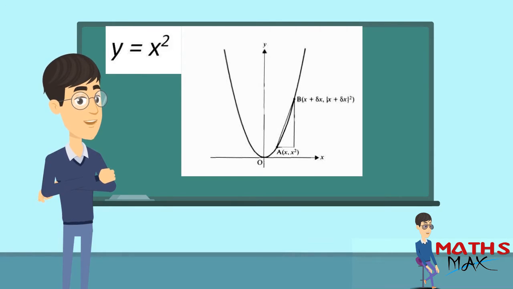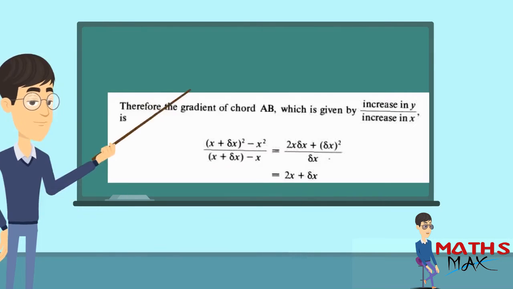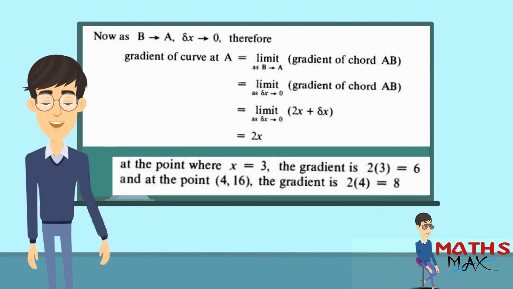For any point on the curve, y equals x squared. So, at B, we can get the y-coordinate like this. Therefore, the gradient of chord AB, which is given by the increase in y divided by the increase in x, is like this. Now, as B gets close to A, delta x approaches 0, therefore we can get the gradient of the curve at A, like this. Now we can get the gradient at any point on this curve. We only need the x-coordinate.